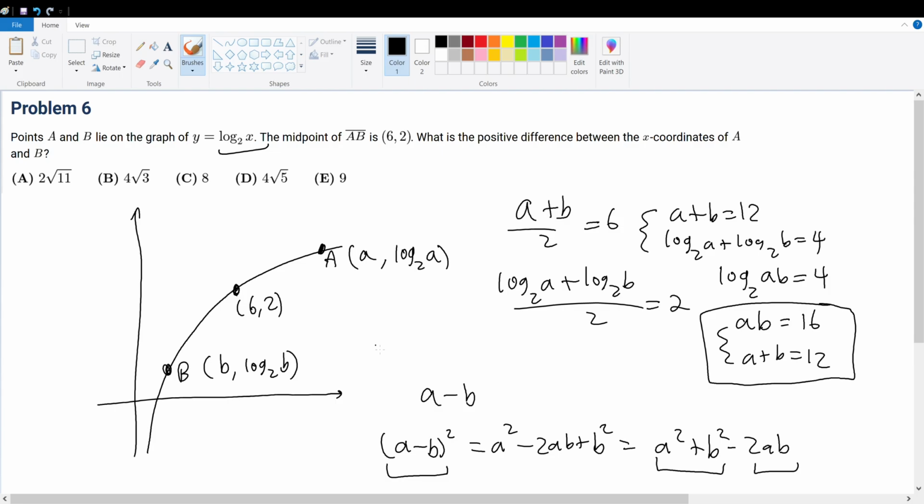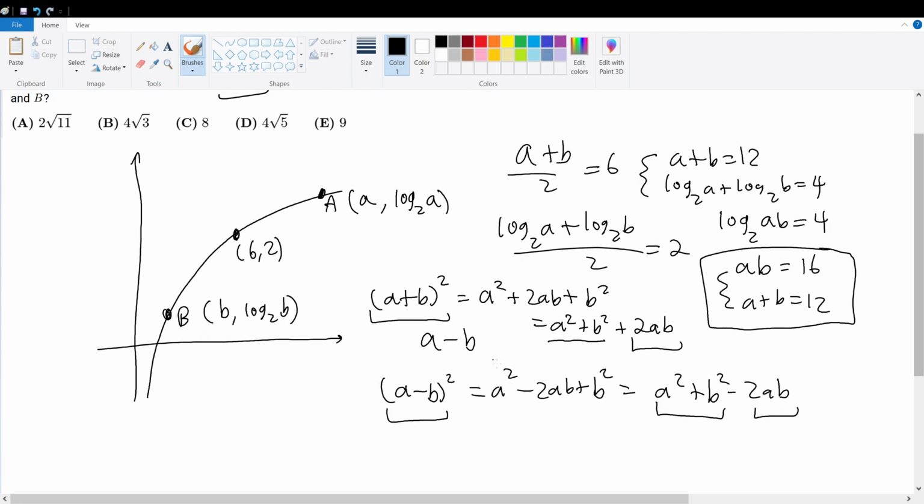Because we can simply do (a plus b) squared, which is equal to a squared plus 2ab plus b squared, which is equal to a squared plus b squared plus 2ab. We know what (a plus b) squared is, because we know what a plus b is. We know what 2ab is. We can therefore solve for a squared plus b squared, then solve for (a minus b) squared, take the square root, and get the answer. I might be talking a bit fast here, but let's go through this step by step.